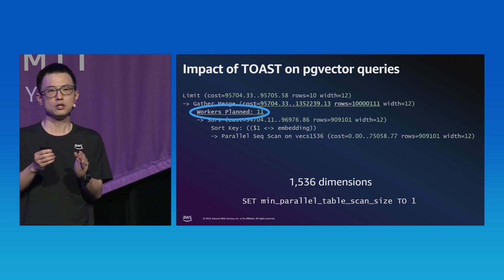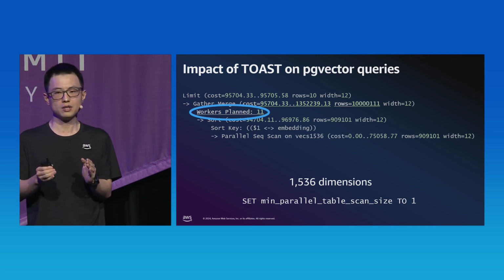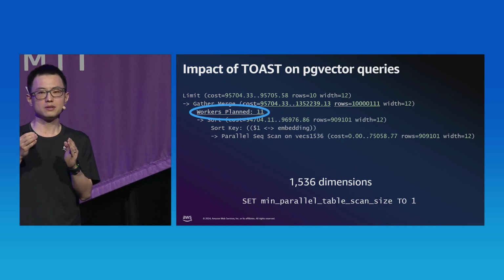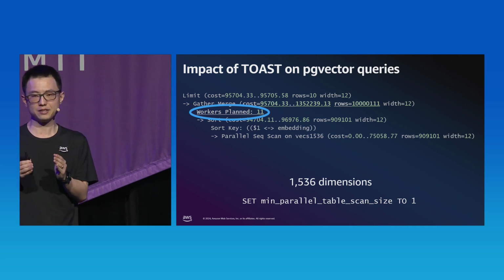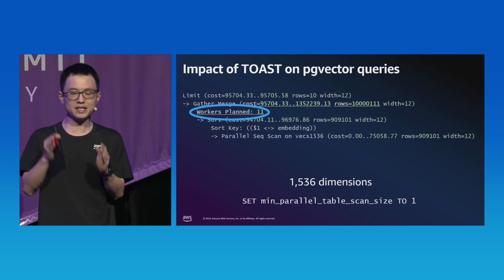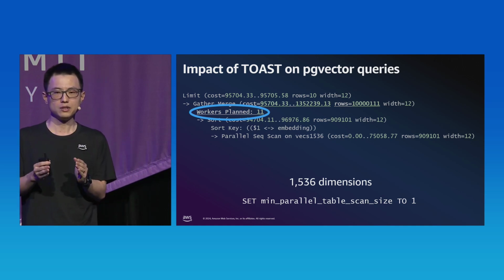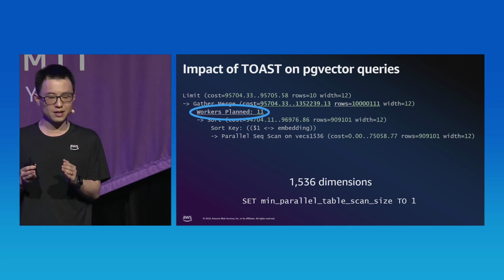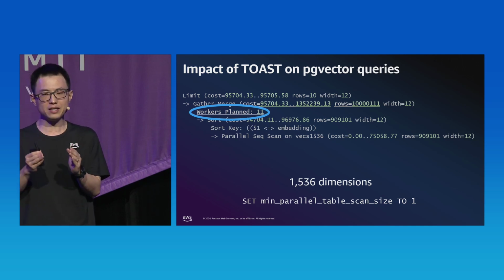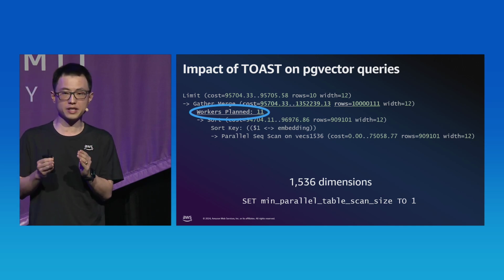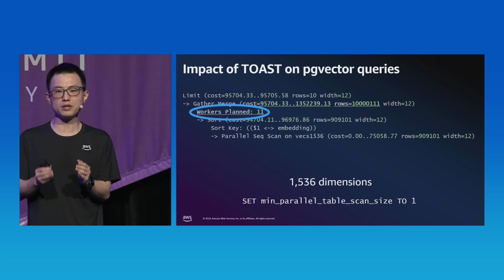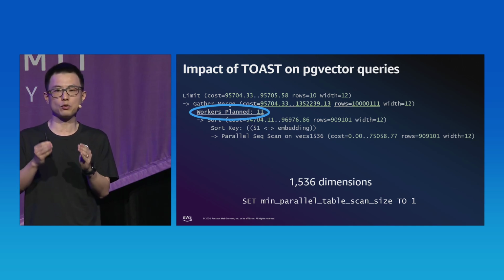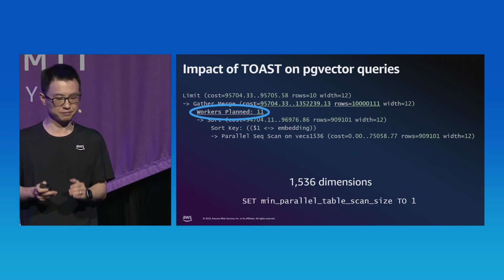Another way is to use a parameter called min_parallel_table_scan_size, and you can set that to a very low value. If you set that to 1, the query planner will plan more workers here, which is exactly what we wanted, and that will accelerate your query significantly.